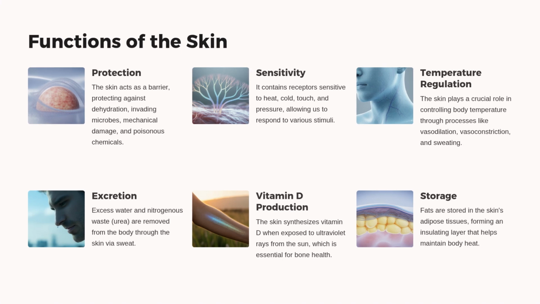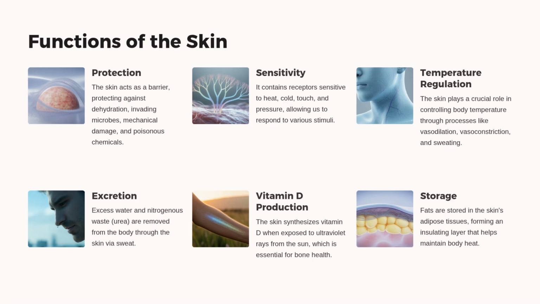Protection. The skin acts as a barrier, protecting against dehydration, invading microbes, mechanical damage, and poisonous chemicals. Sensitivity. It contains receptors sensitive to heat, cold, touch, and pressure, allowing us to respond to various stimuli. Temperature regulation. The skin plays a crucial role in controlling body temperature through processes like vasodilation, vasoconstriction, and sweating.